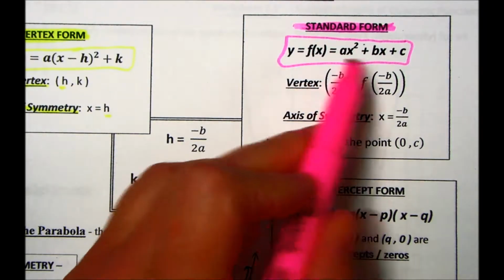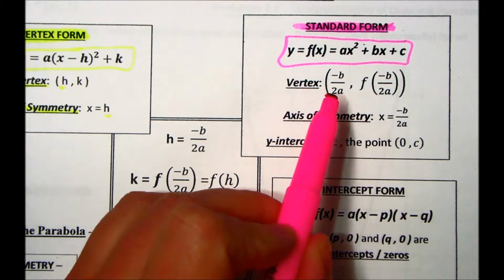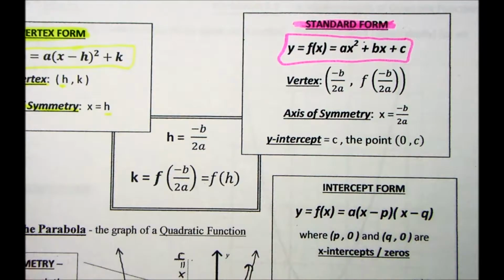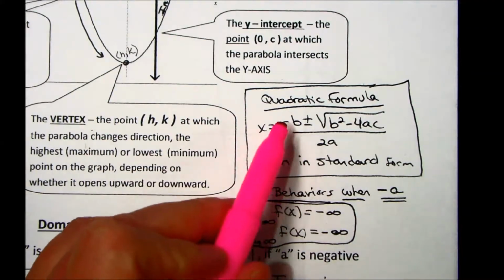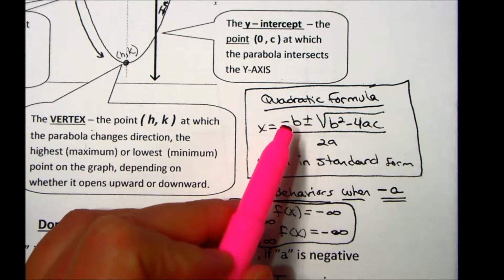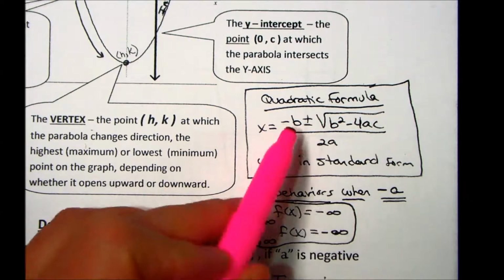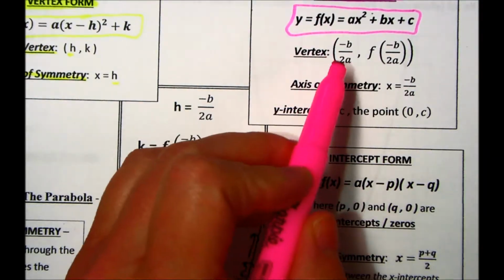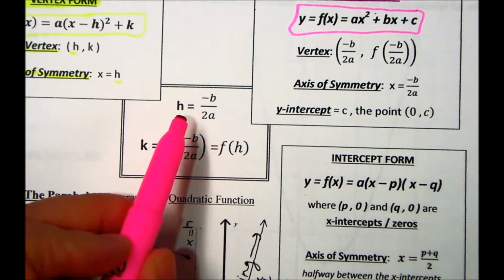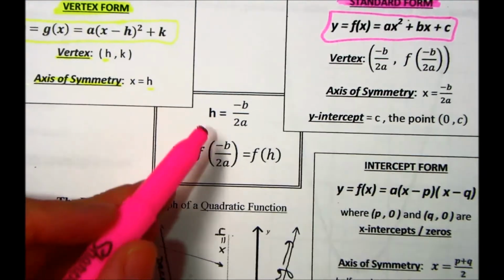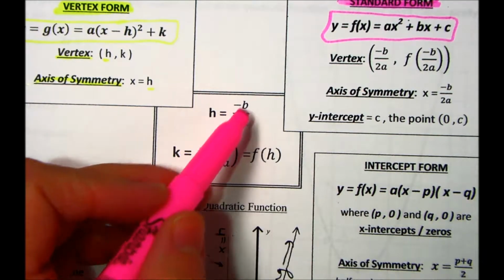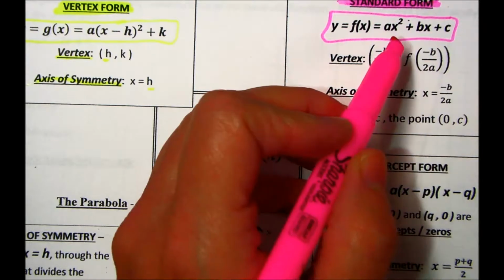In order to find the vertex in standard form, you need to use the formula negative b over 2a, which is actually a piece of the quadratic formula that we used when we were solving quadratic equations. The negative b and the 2a part is what you use to get the x coordinate of the vertex, which has a special variable that we call h. So the h value in vertex form is equal to negative b over 2a from standard form, and that's going to be important.